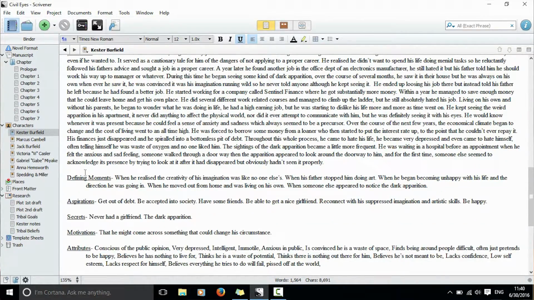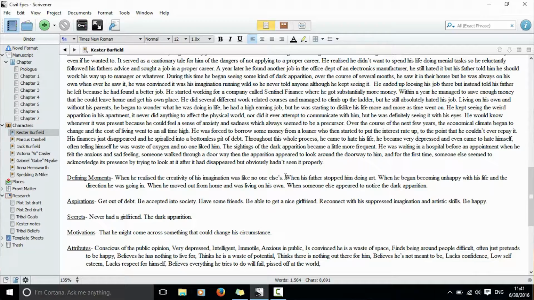And the next section here, defining moments. This is quite an important one, because a lot of times in life there are certain incidents you can experience that change you, that maybe give you a different perspective, and that is what this is. Defining moments, for example, when he realised the creativity of his imagination was like no one else's. That impacted him, obviously. Anything that impacted them a lot, that led them to some form of change, or led them on to becoming what they are now.